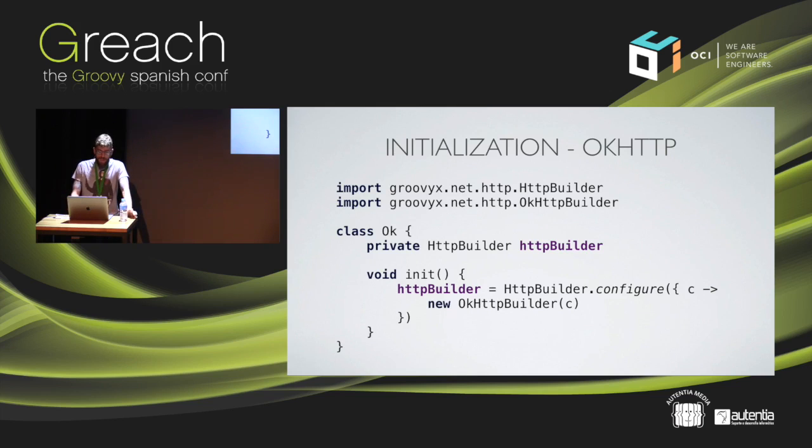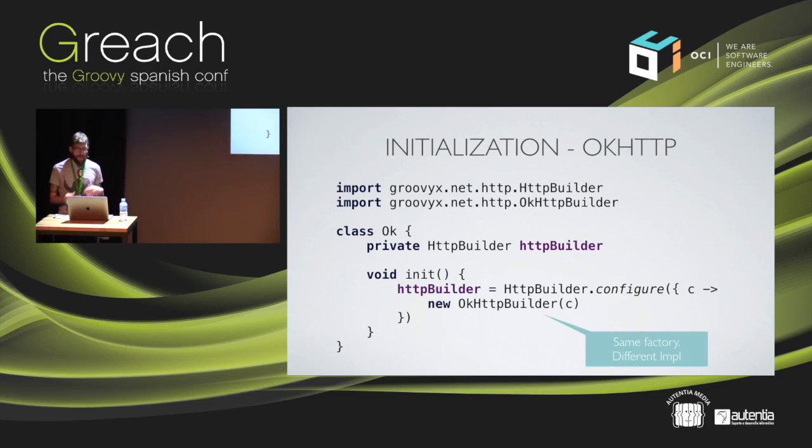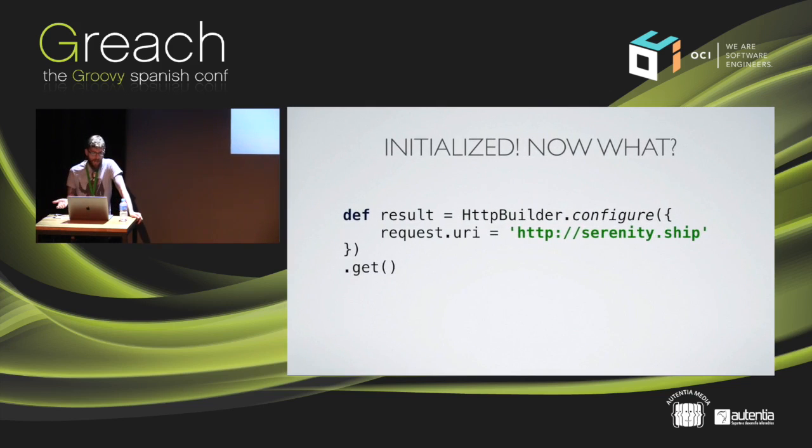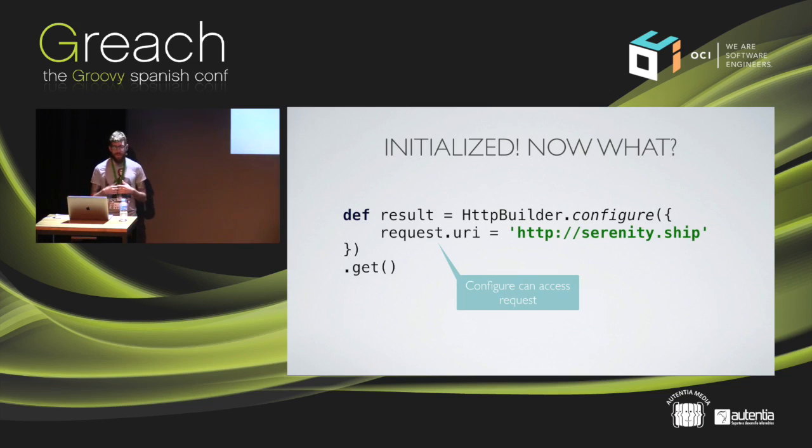So you'll notice that the pattern is always the configuration, and then you've got the same factory method, but a different implementation per your dependencies. So now that we've got it configured, how do we get along? The configuration method obviously returns a client, which has the normal HTTP methods. So it's got, for example, .get. And when you call configure, you've also got access to a request object. So you can enrich it with a URI. Perhaps you can enrich it with authentication, anything you want.